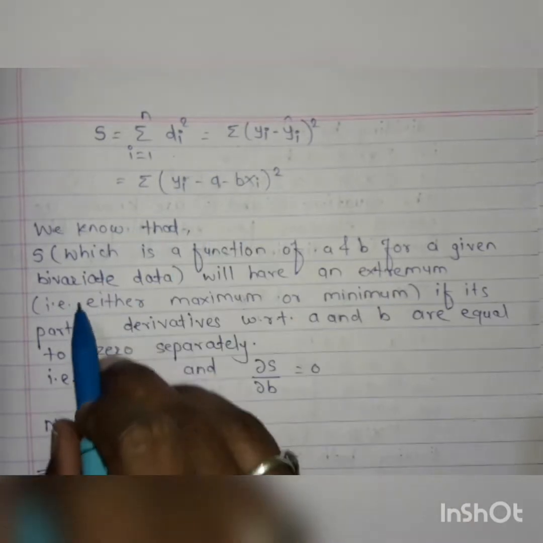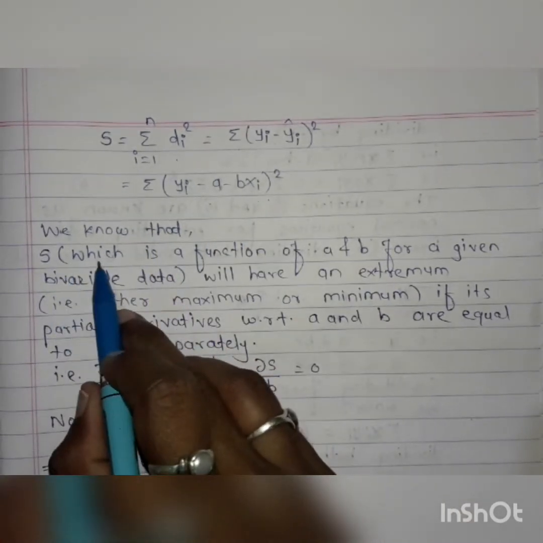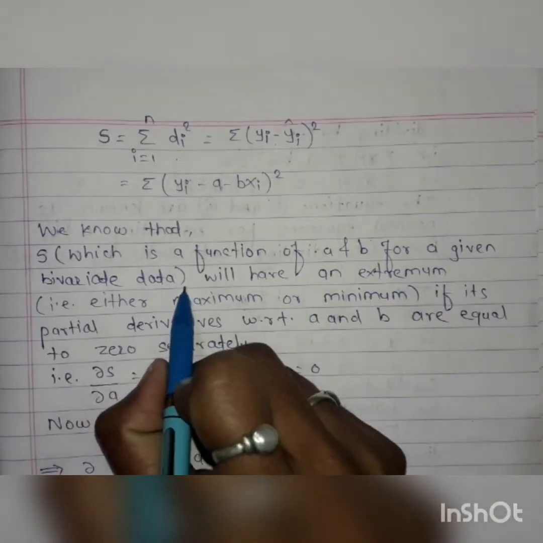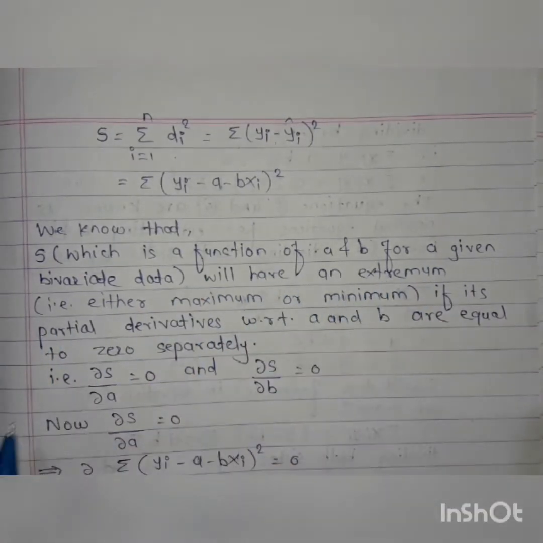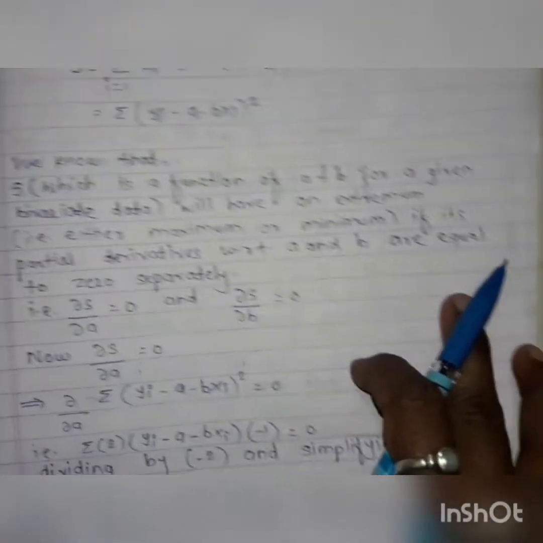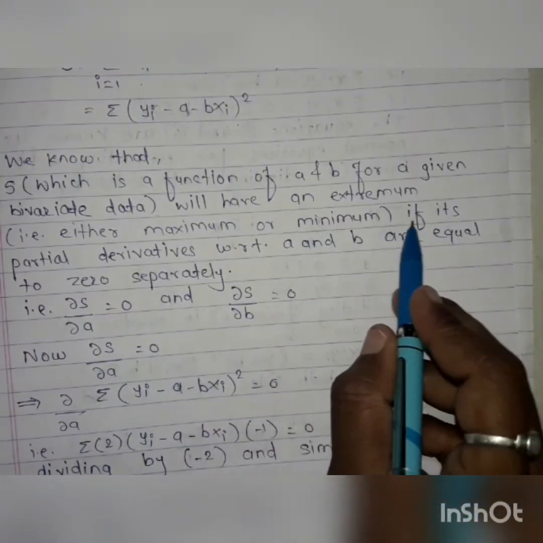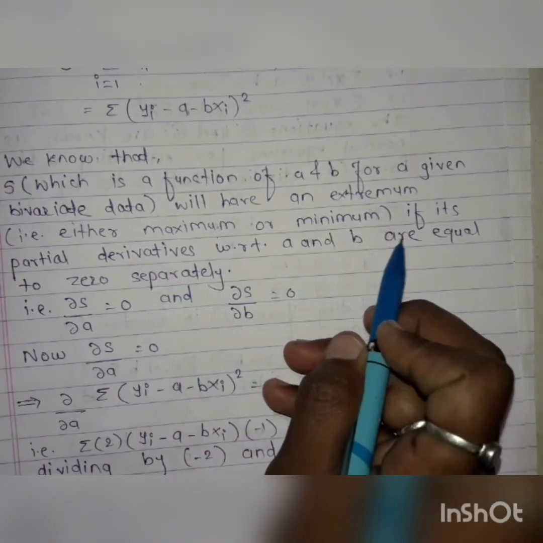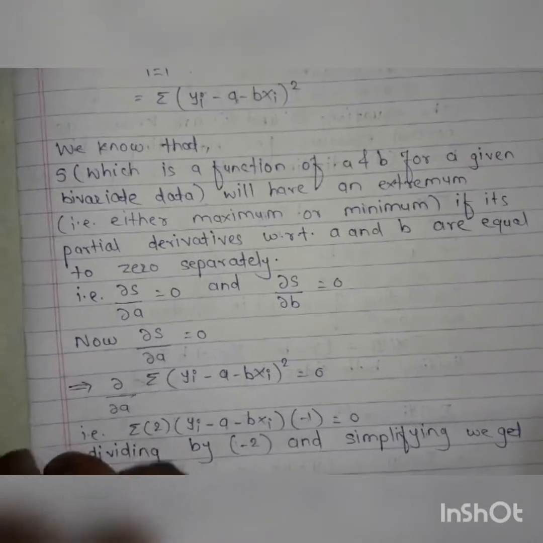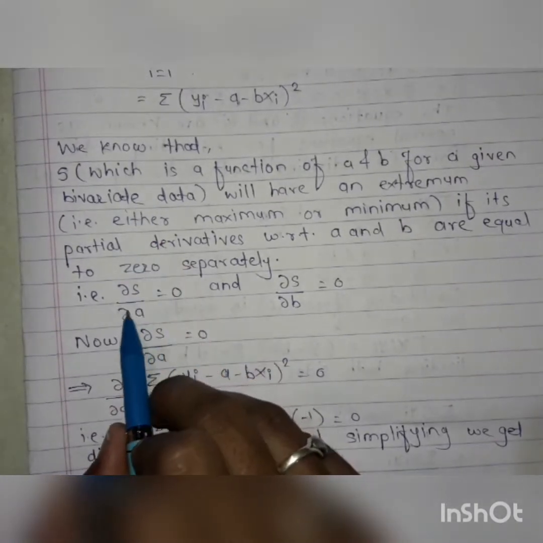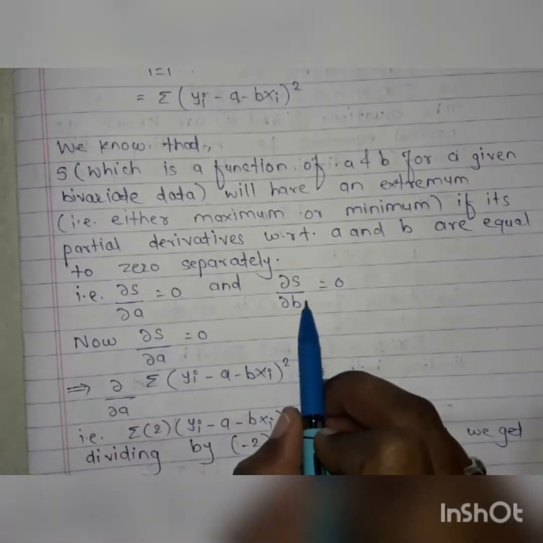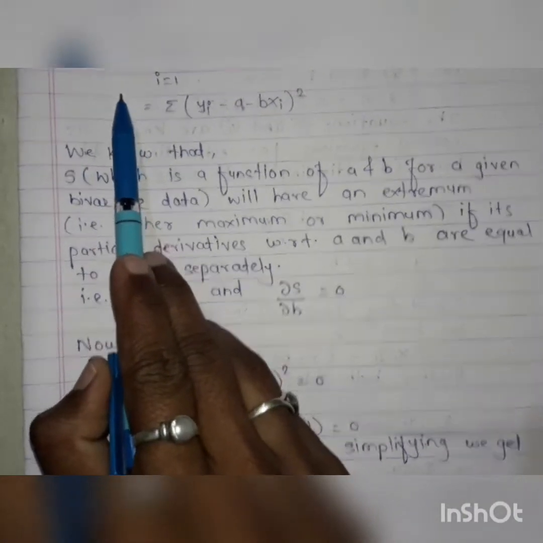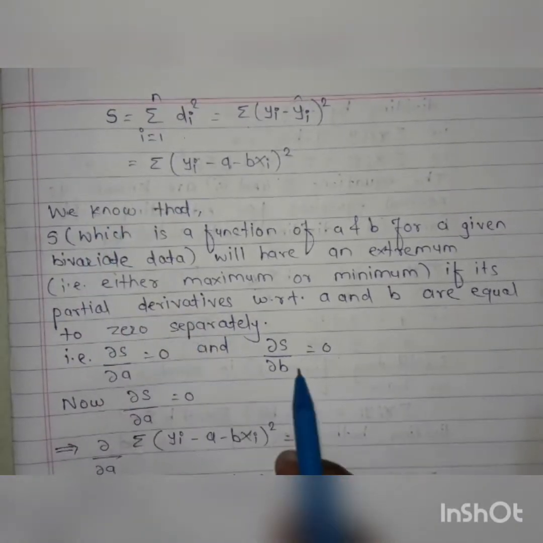We know that S, which is a function of a and b for a given bivariate data, will have an extreme, that is either maximum or minimum, if its partial derivatives with respect to a and b are equal to 0 respectively, that is, ∂S/∂a = 0 and ∂S/∂b = 0, that is, the partial derivative of this capital S with respect to a and with respect to b is equal to 0.